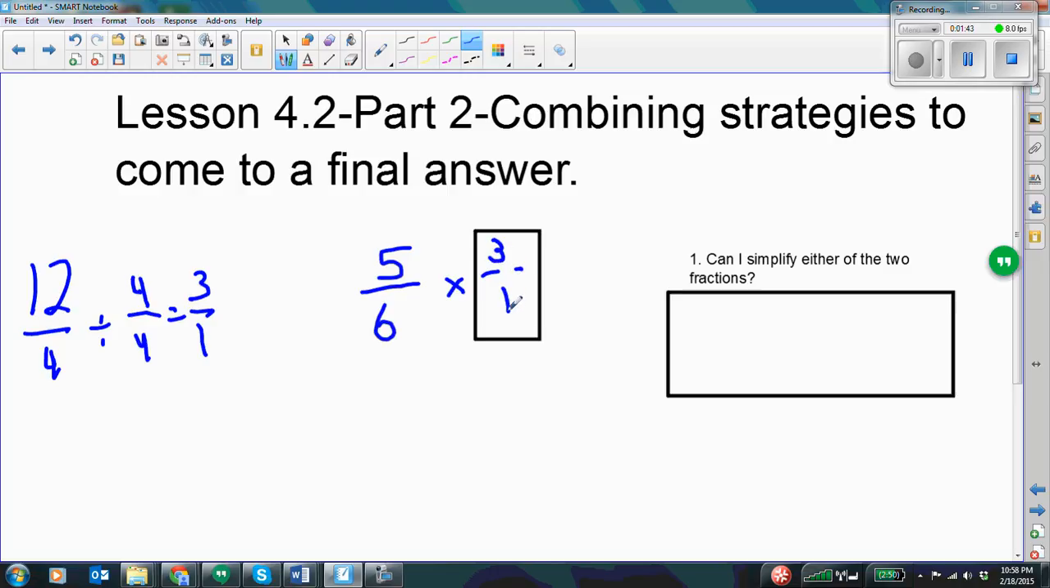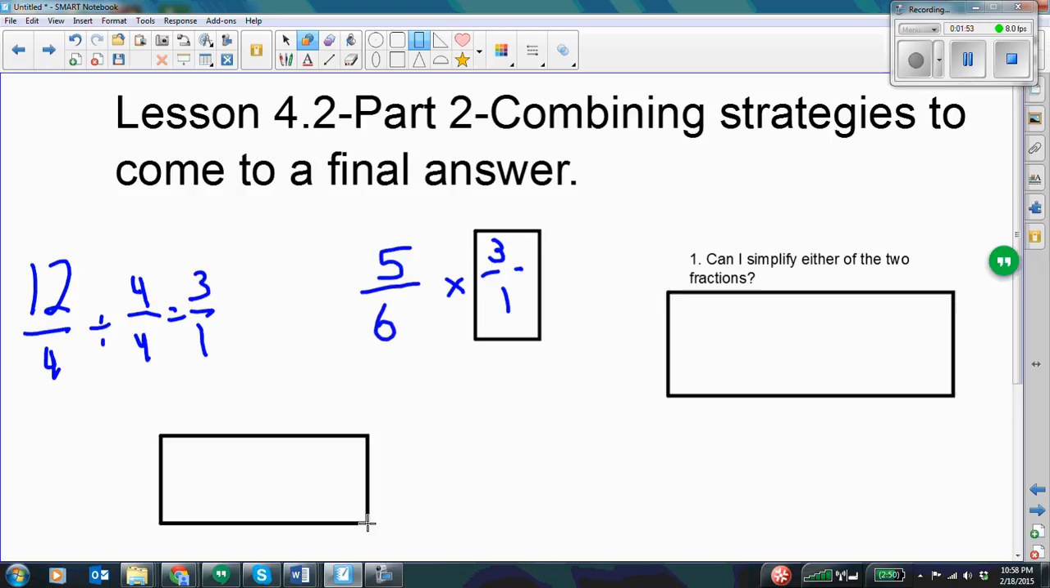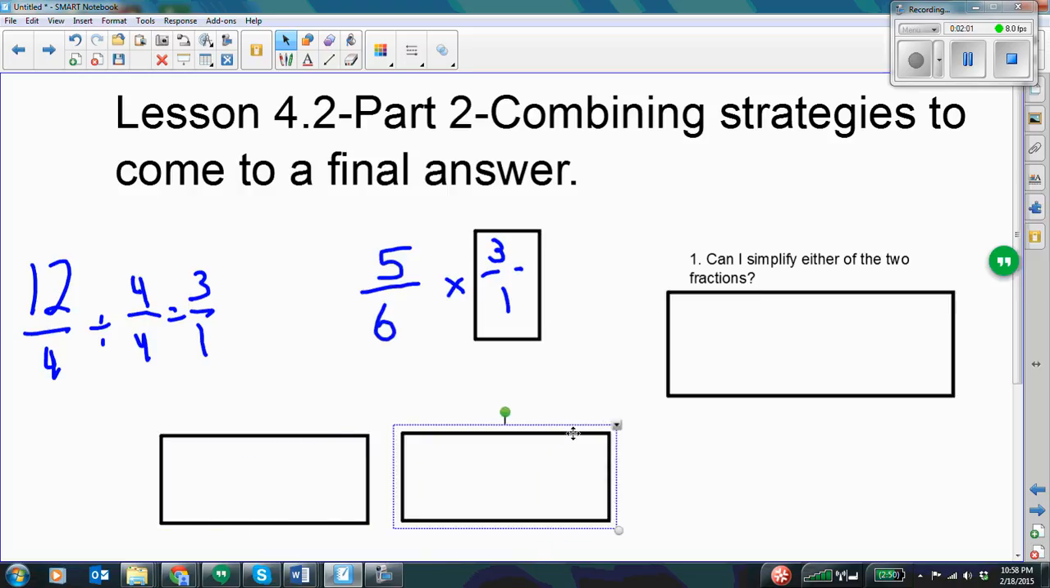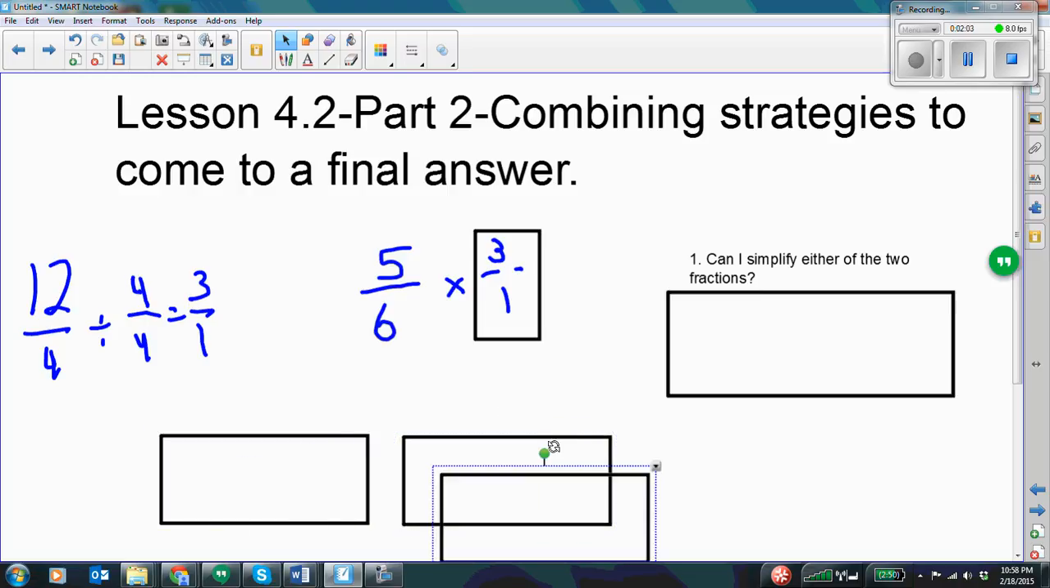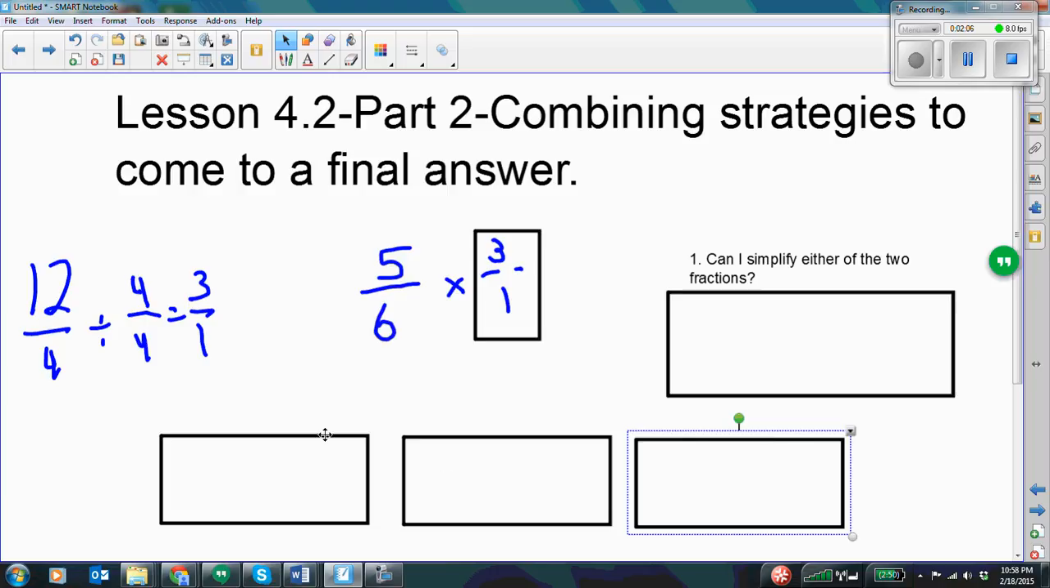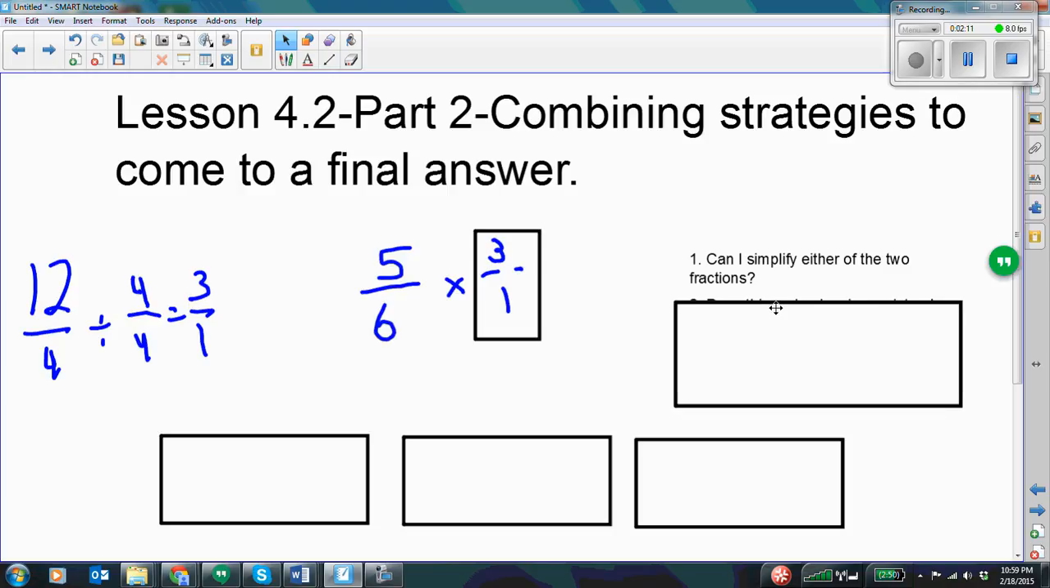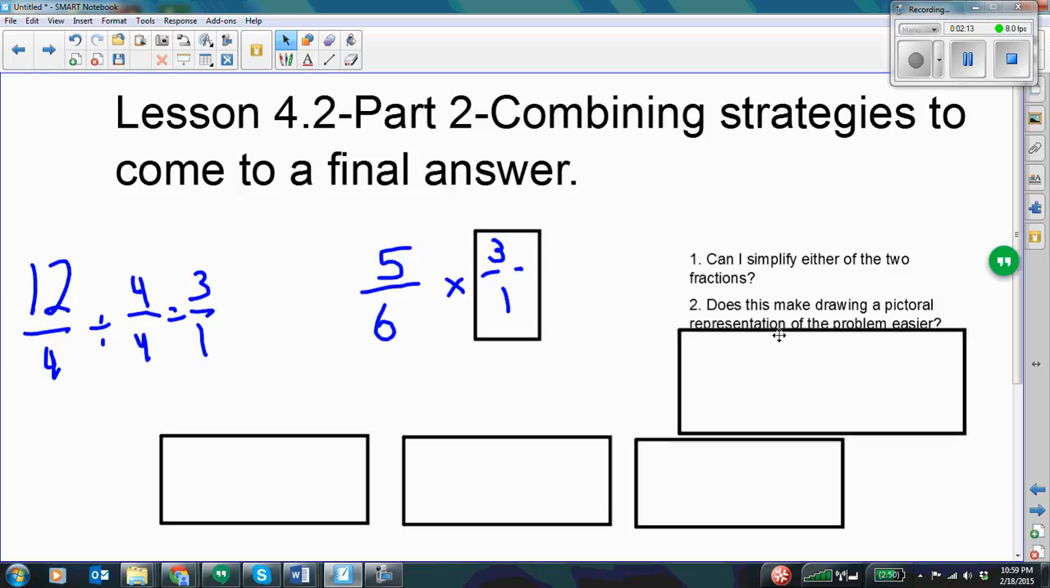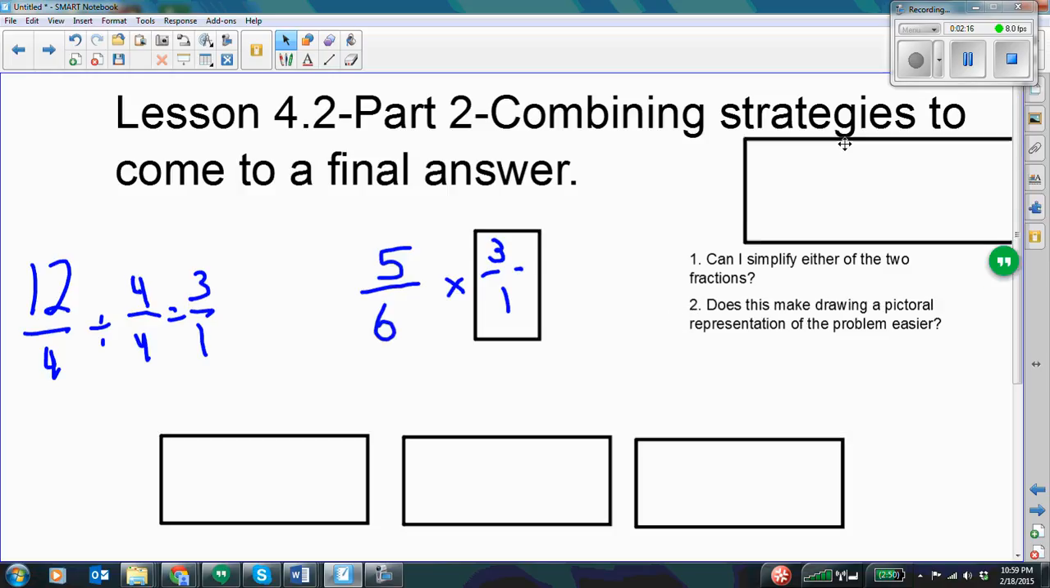Now, when I get a fraction that looks like this, it's a pretty easy one to draw. It means I have 3 wholes. Right, so I have 1, there's my second whole. That's my third. Right, so that picture there now represents my 3 over 1. Hopefully this is going to make my drawing of my pictorial representation a little easier.